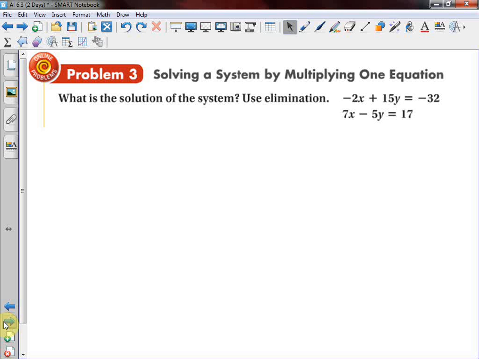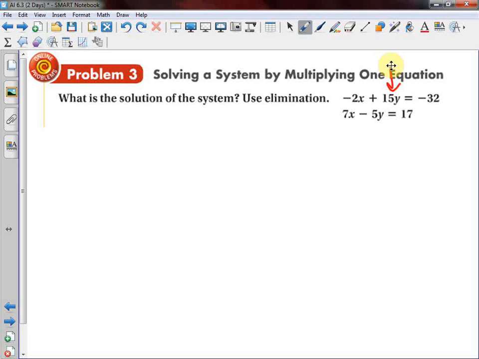But just like in the last example yesterday, when we changed the signs by multiplying by -1, we can multiply by any number to make the numbers match up. So what I'm looking at here are my y variables. If I look at my y variables, I notice that I have a 15y and -5y. And I know that -5 I can make to -15.